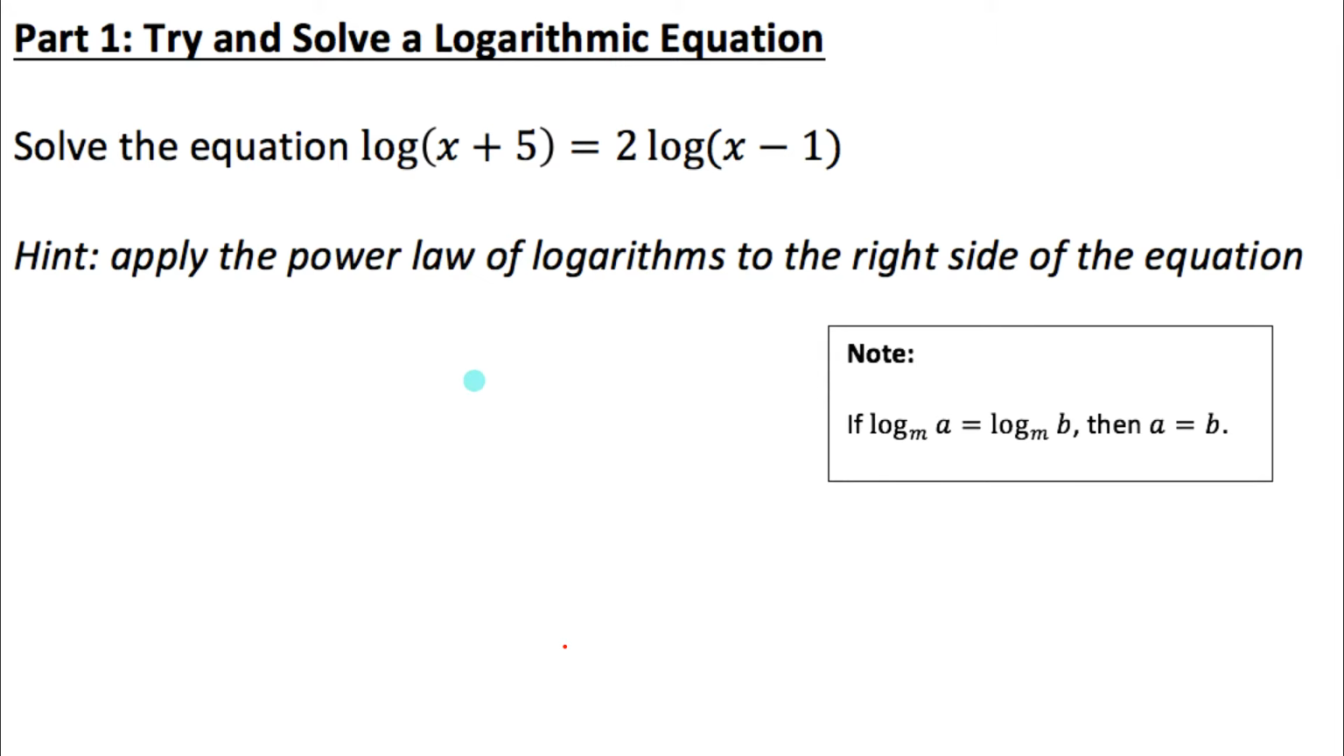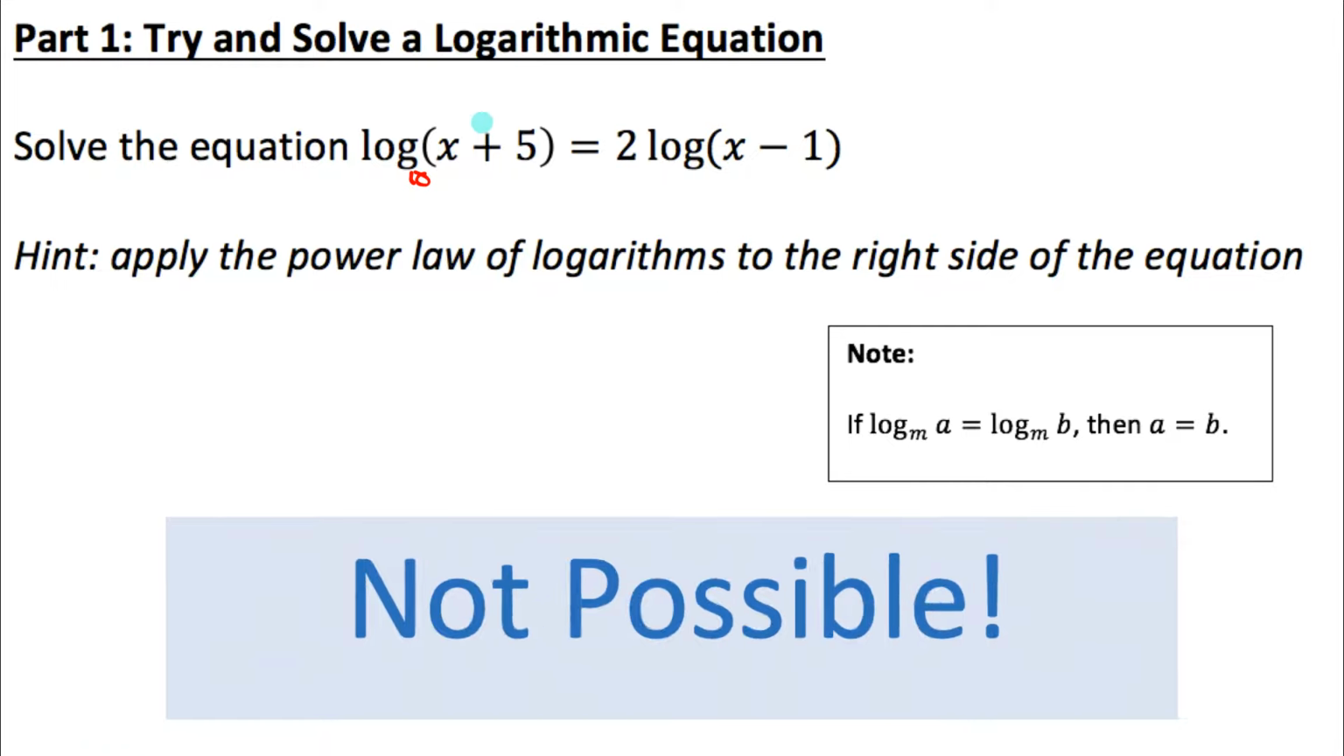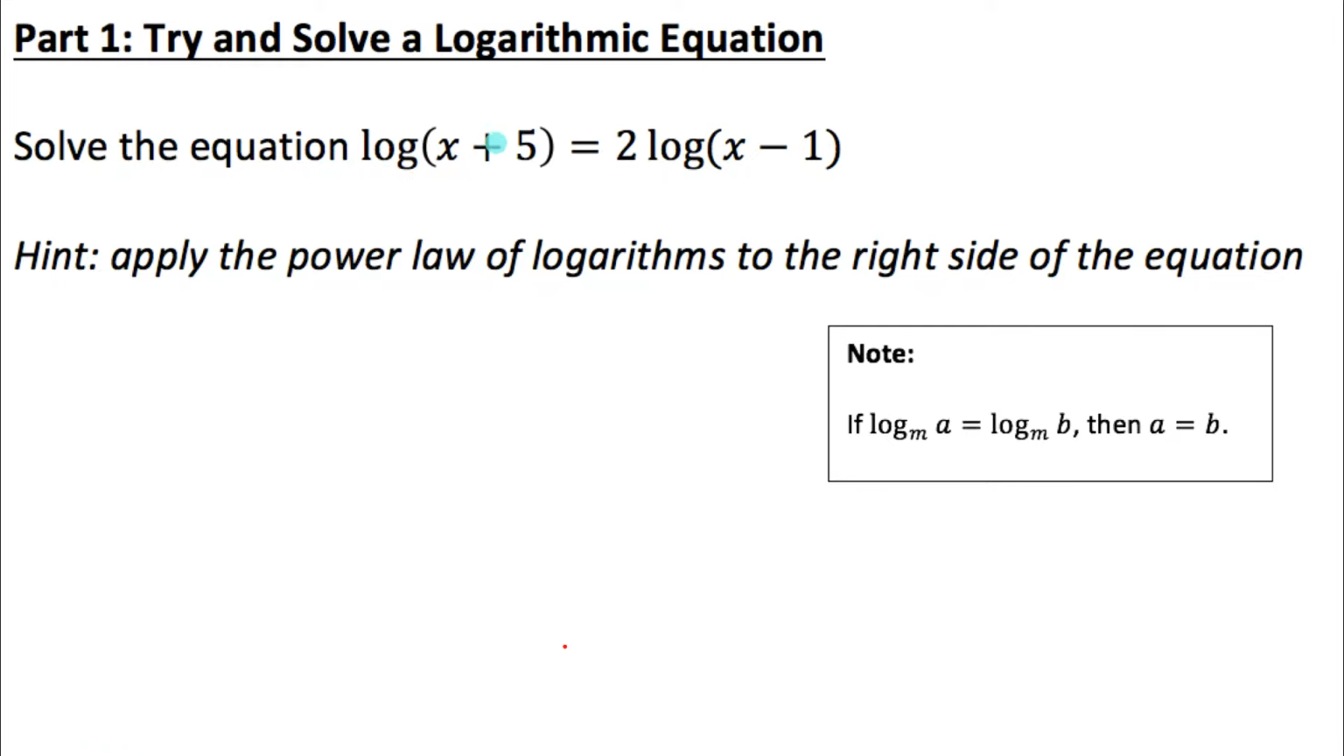Before I actually solve this equation, it would be really helpful if we wrote down the restrictions on these log functions. Remember, a logarithmic expression is only defined when the argument is greater than 0, right? Because if the argument was negative, since the base of this log is 10, there's no exponent I can put on 10 to get a negative answer. So that's why the argument has to be positive.